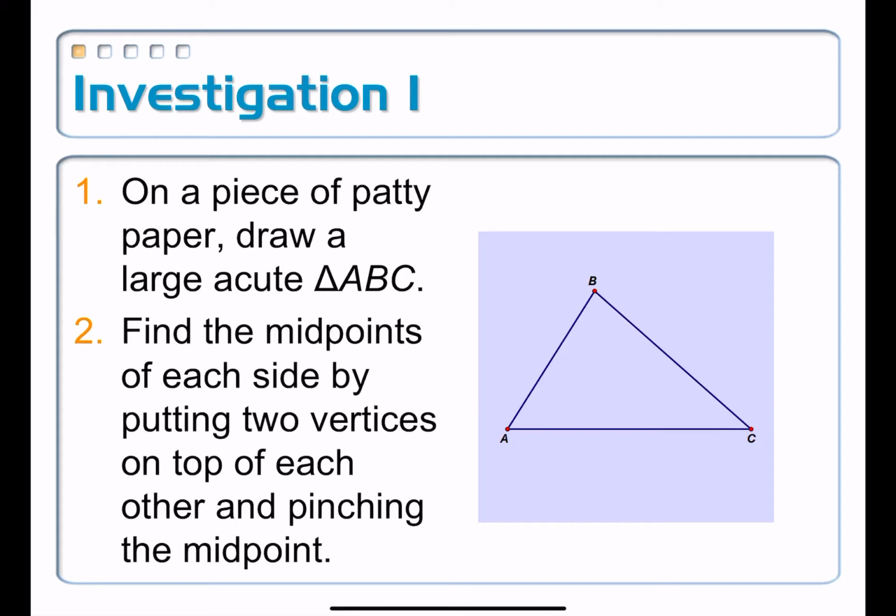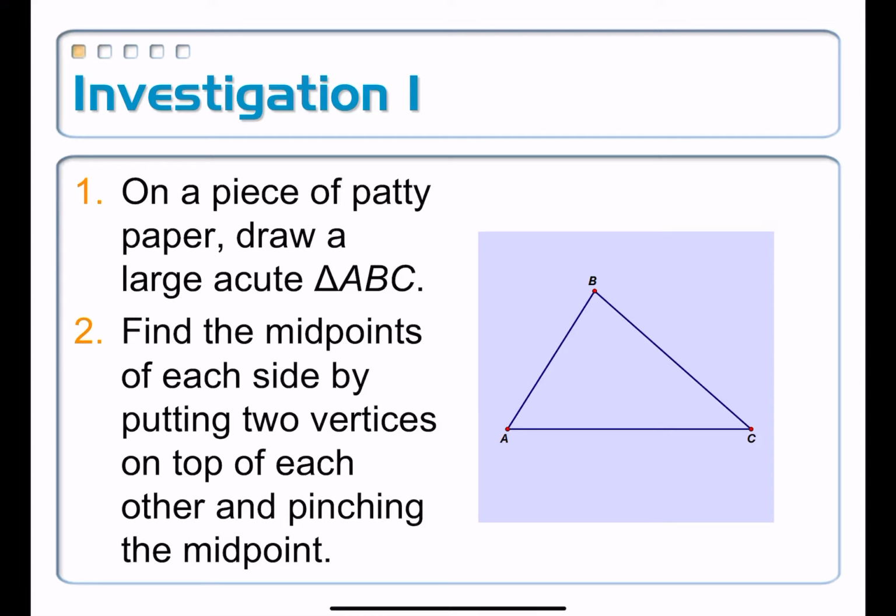So we have a piece of patty paper, and on that piece of patty paper, we're drawing a large triangle. We're going to call that thing ABC, filling that whole piece of patty paper up. And then you're going to find the midpoints of each one of those sides. The easiest way to do that on a piece of patty paper is you just crease it.